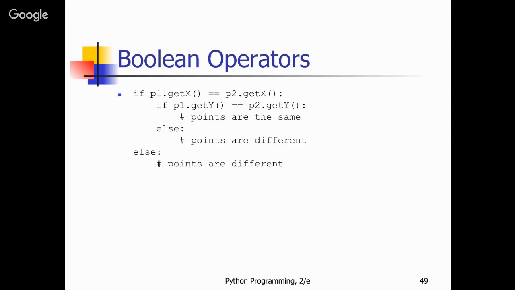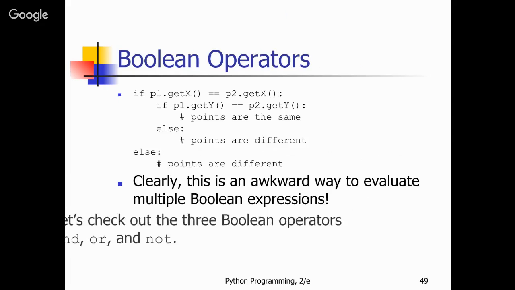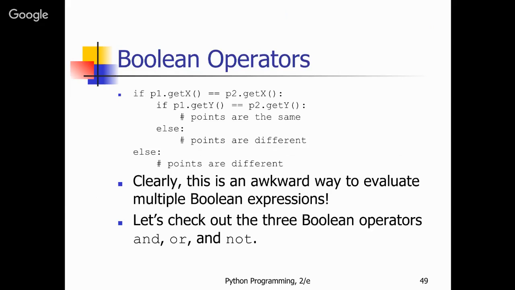One thing we could do would be something like this. If p1's x is equal to p2's x, then we have to nest the loop. And nested loops are famously confusing, but we could nest the while loop here. And so this would be a solution. It's not a very elegant one, but we could do something like that. But we can do better. And we can do better by using the Boolean operators and, or, and not.